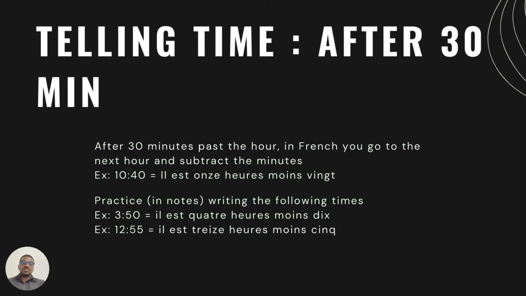So now after 30 minutes past the hour, in French, you go to the next hour and then subtract the minutes. I'll backtrack a bit. In English, if it's 10:40, you'd say it's 20 minutes to 11. But in French, you do it the other way around, where you say it is 11 o'clock minus 20 minutes. Your word for minus is moins. So you'd say il est 11h moins 20.